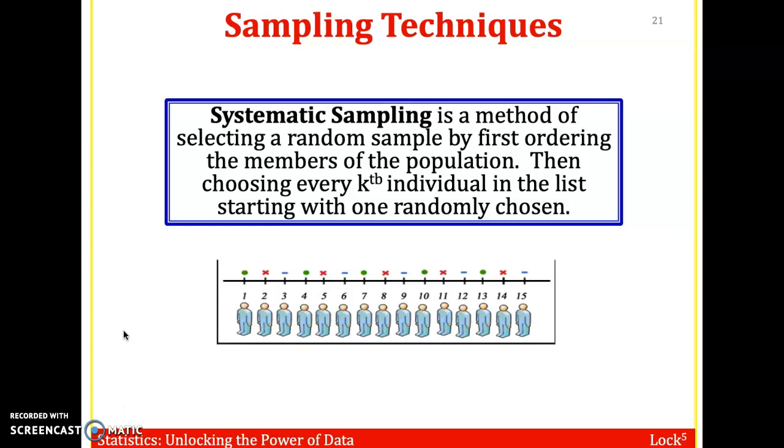Okay, I want to go through just a little bit more detail than what's in the book. There's something called systematic sampling. It's a method of selecting a random sample by first ordering the members of the population, then choosing every kth individual in the list, starting with one randomly chosen. So imagine putting everyone in a line. This would probably be done on a computer, but it helps to visualize everyone in a line, and you're going to take every third. So start with 4th, 7th, 10th, 13th, and so on. So it's just a different way of getting a more random sample.